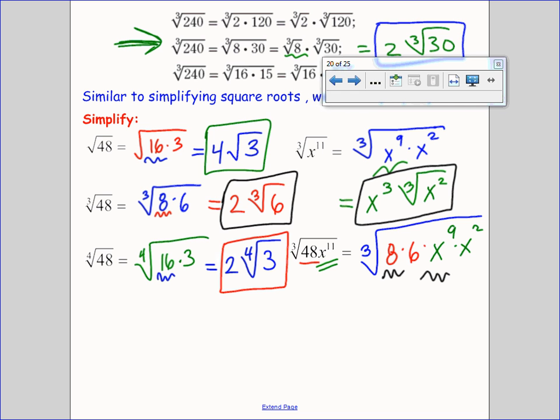They won't simplify. So my final answer is 2x cubed times the cube root of, I still have inside, a 6 and an x squared. That won't simplify any further.